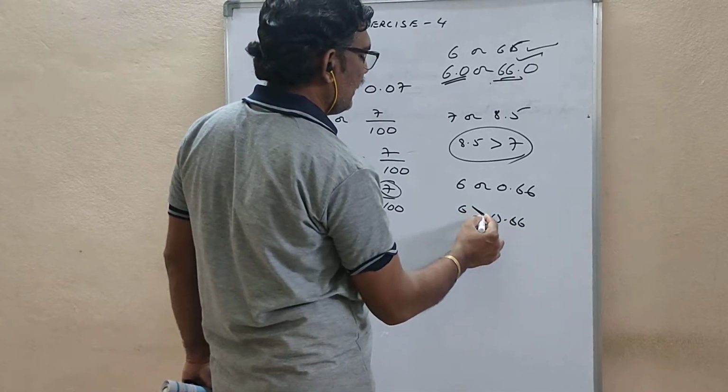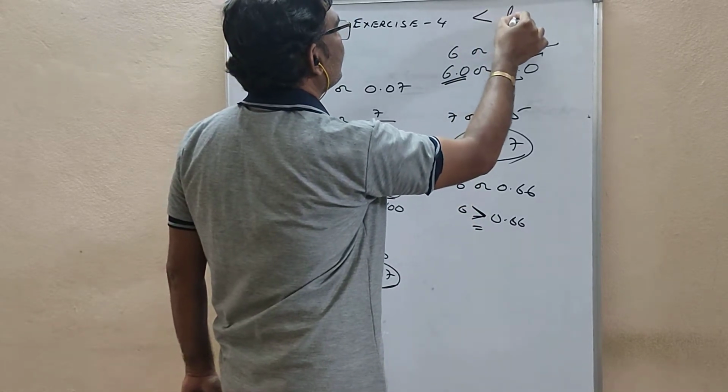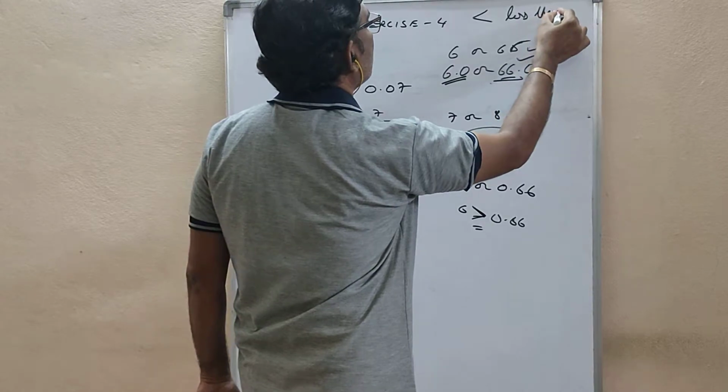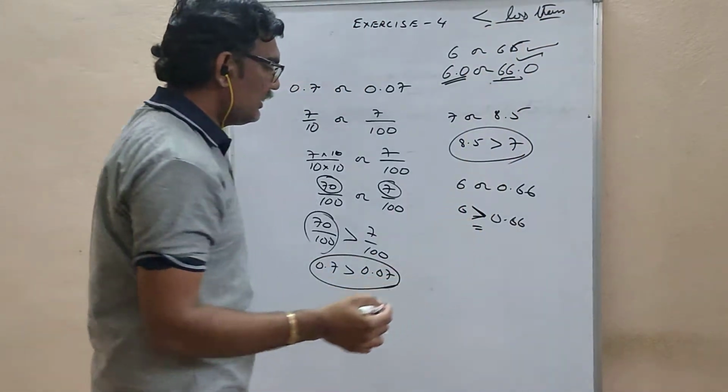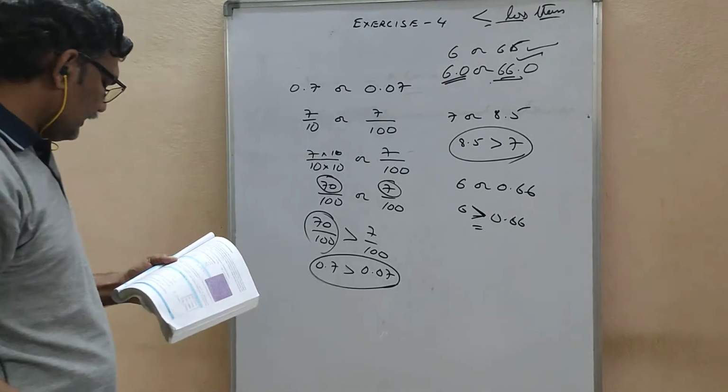See, this symbol is called greater than, and this is called less than. So how to read it is important. It is less than, that is greater than. Now what you have to do is the second question.